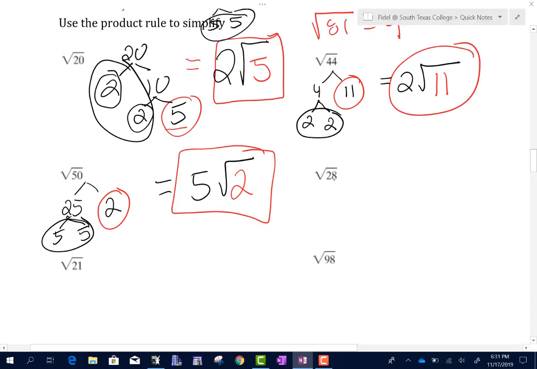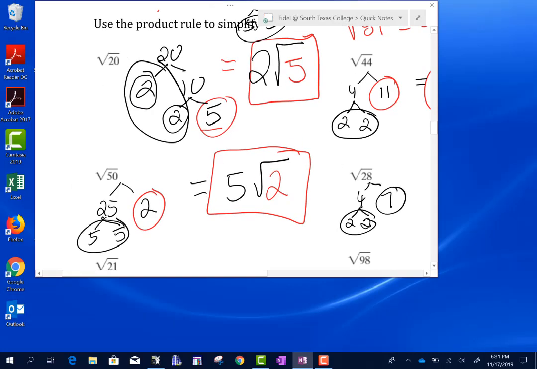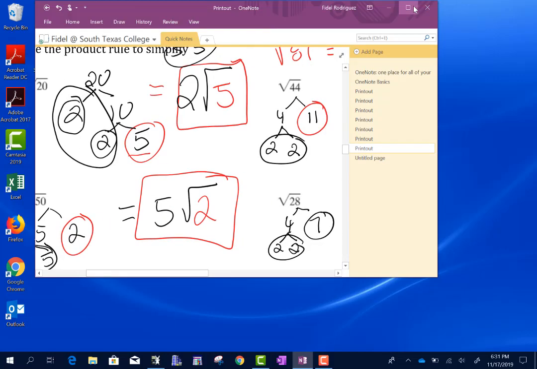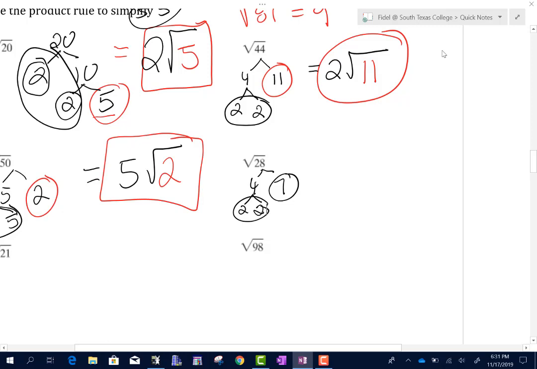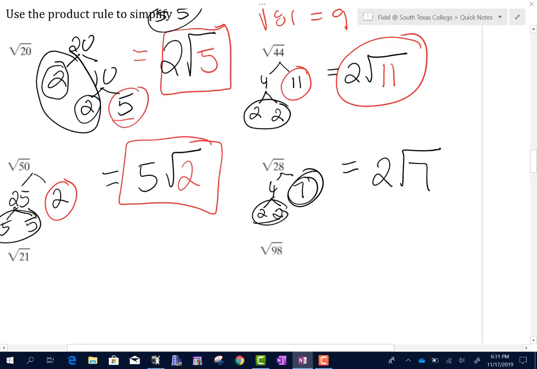So let's take a look here at 28. Okay, 28. When I think of 28, I think of 4 and 7. 4 is 2 and 2. There's my pair. Here's my single one. Let's do this again. So the number that we have a pair of is 2. The number we only have one of is 7. So there we go.